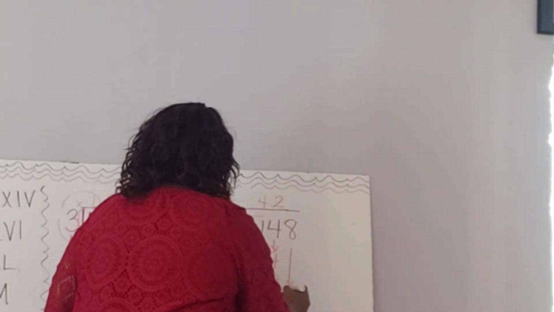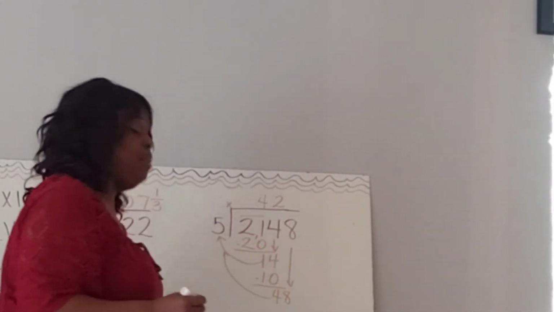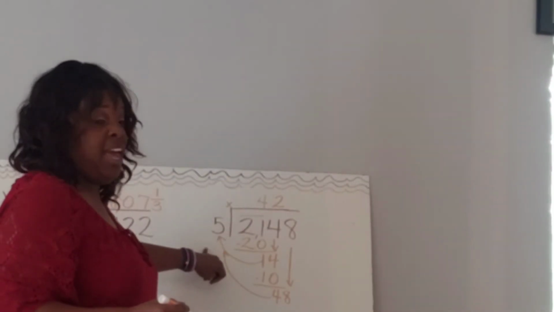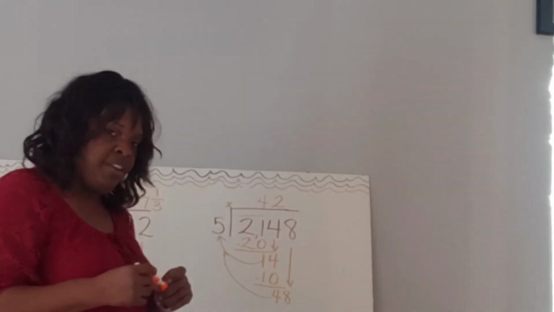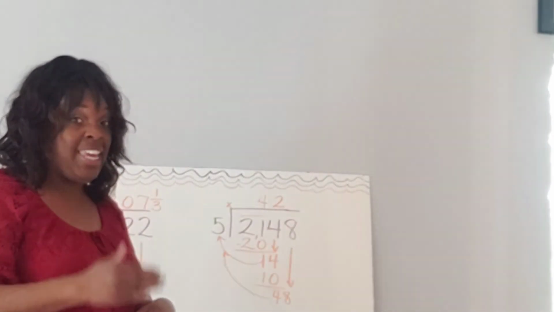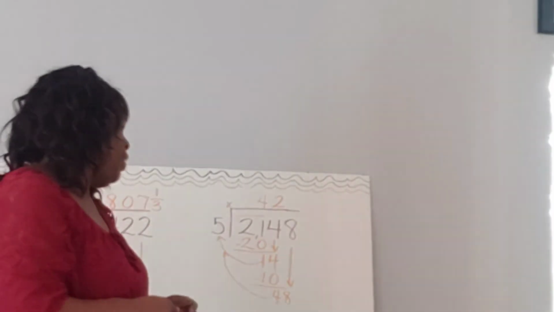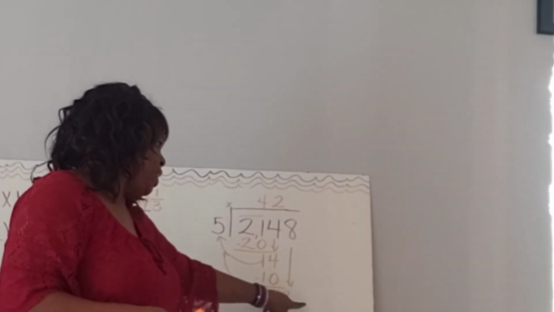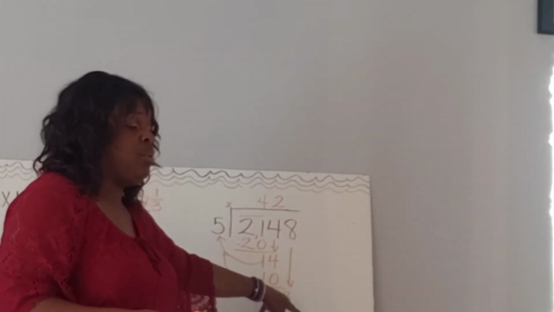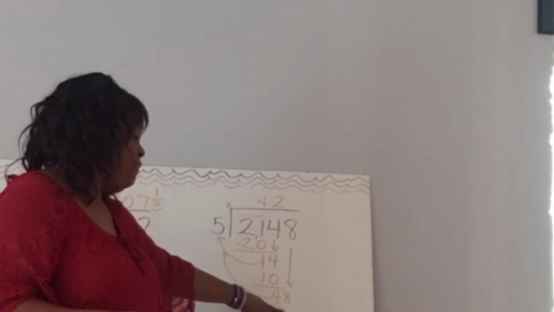Now I have another number to bring down. There's still another number out there. So I bring down my 8 next to my 4. And once again, I have to ask, how many 5s are in 48? I want to get as close to 48 as I can without going over. Well, if I go to the 0, it's going to either be 40 or 10 or 50, and those are not the right ones. So it's going to have to be my 5, 45.